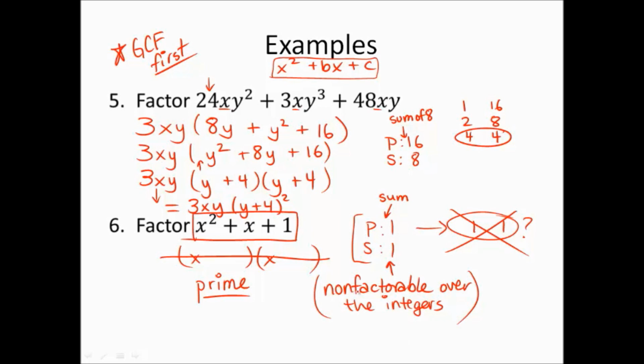Notice if you say non-factorable, you need to mention over the integers because there might be some way of making this work potentially with some sort of decimals or partial numbers, but we're always trying to factor with integers at this point.